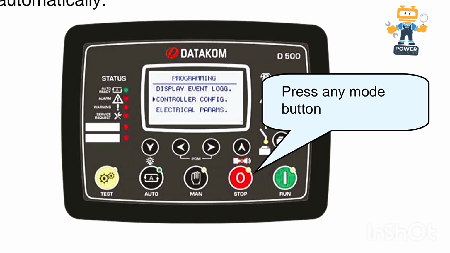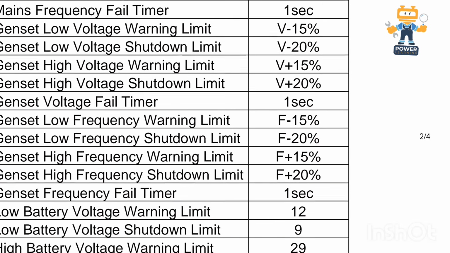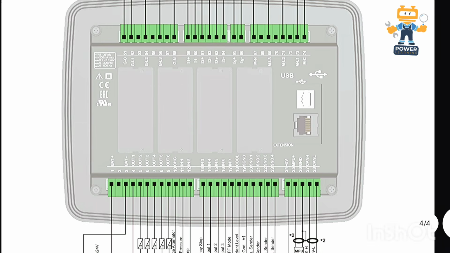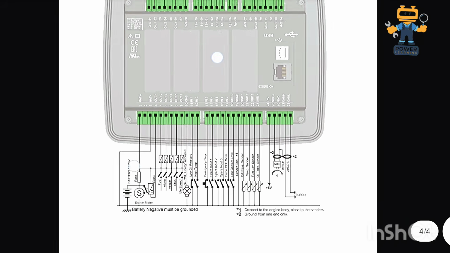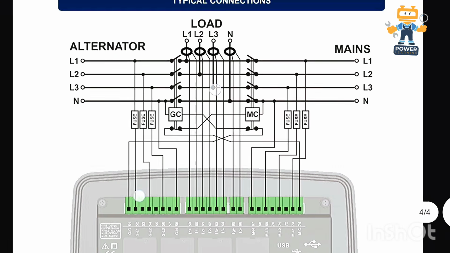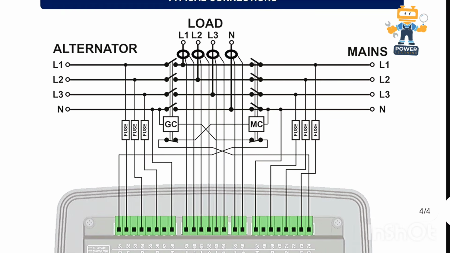So let's get started. So my dear friends, this is the wiring diagram of the D500 controller. And I will show you one by one what we have here, what symbols it is showing here.